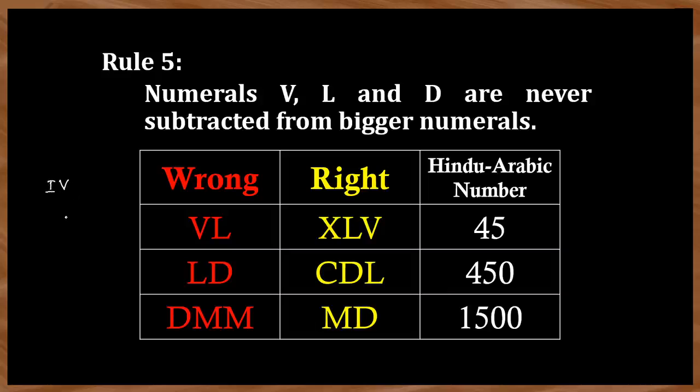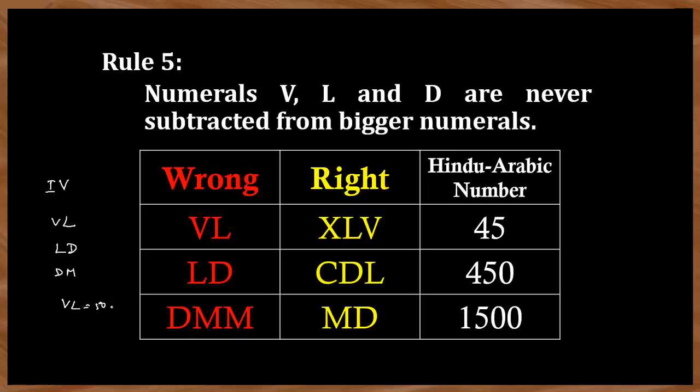Like this, you should not subtract 5 from the 50, or 50 from the 500, or 500 from the 1000, by writing to the left side. You should not subtract from any number. You should not subtract 5, 50 and 500. So for example, if you want to write 45, you should not subtract 5 from the 50 like this. Writing to the left is nothing but subtracting.